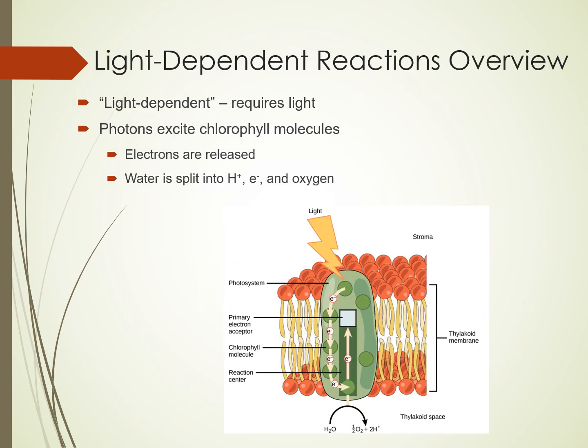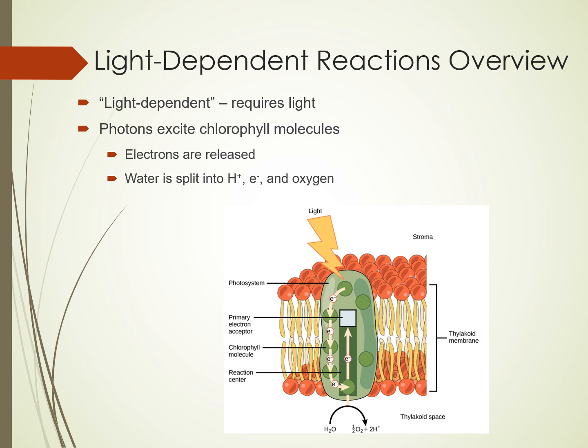So now we're going to actually get into photosynthesis, and we're going to start with light-dependent reactions. So the term light-dependent means this phase requires light or photons. When the photon reaches the thylakoid membrane, it excites a molecule of chlorophyll, which releases an electron. The donated electron passes energy to other chlorophyll molecules until it reaches an electron acceptor.